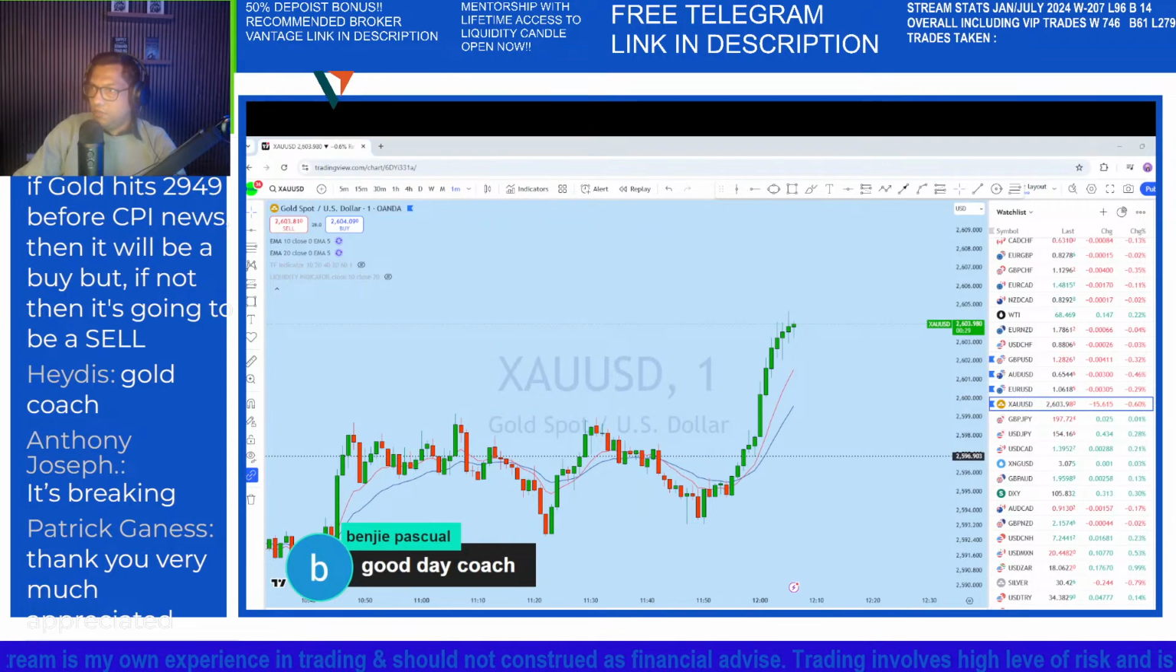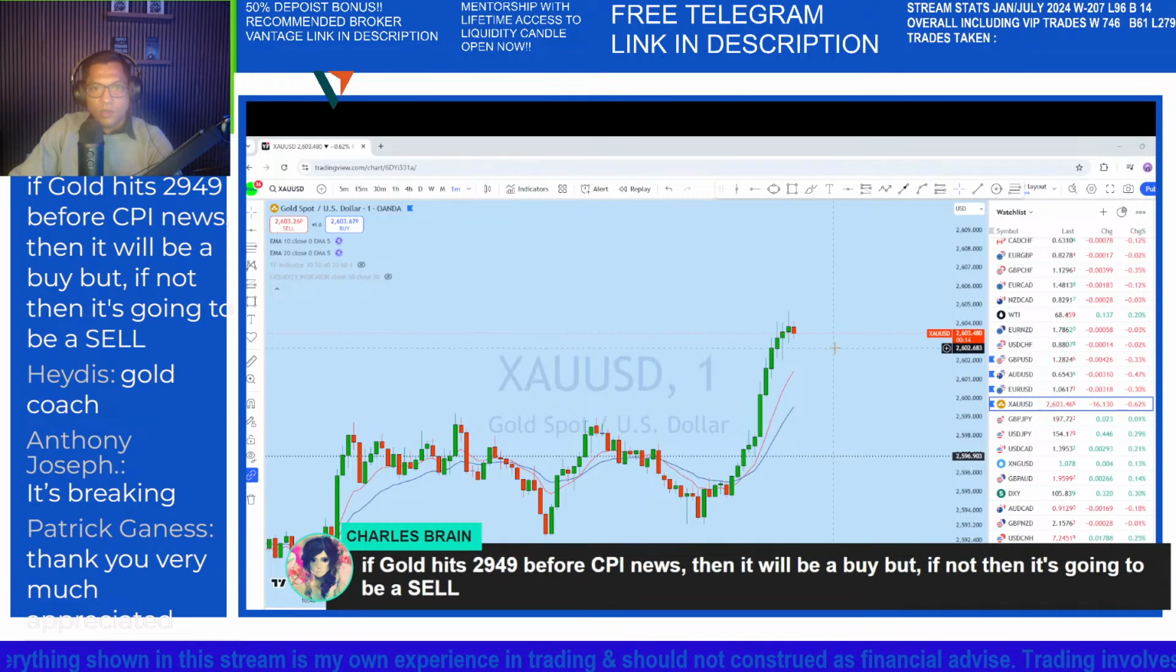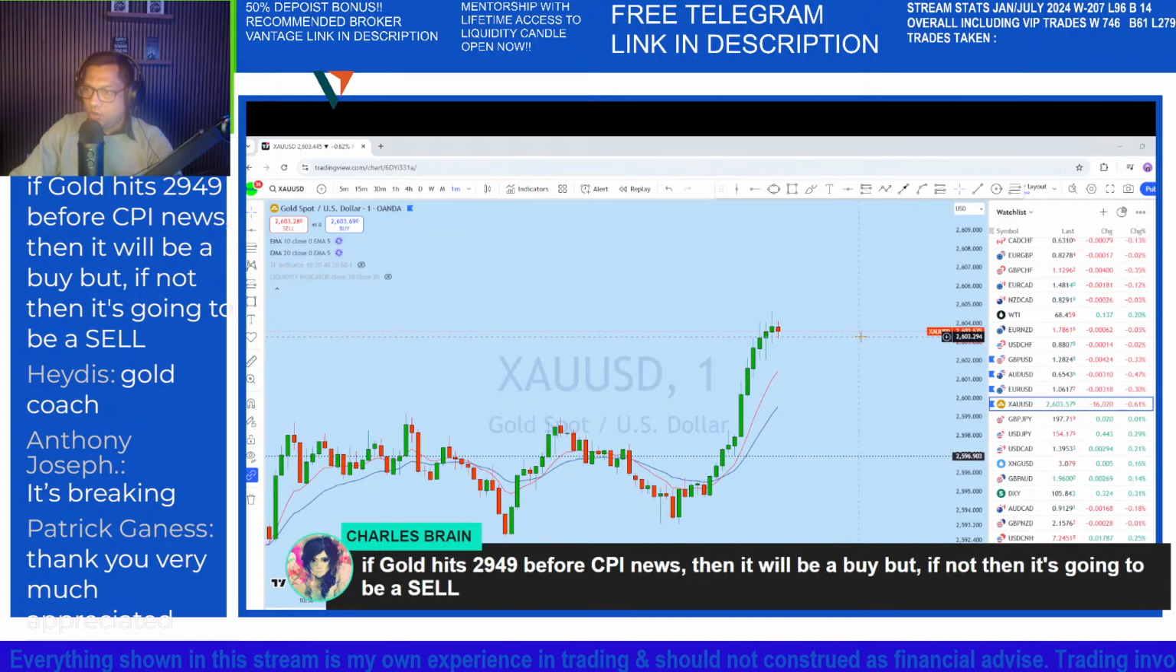How the market is evolving is important to look at. If gold hits 2949 before CPI news, then it will be a buy, but if not, then it's going to be a sell. Well, that's what we see, if gold hits 2949 before CPI.